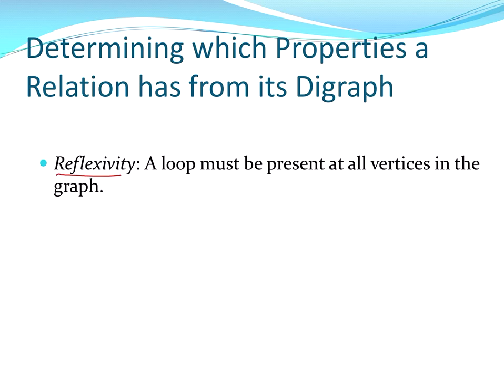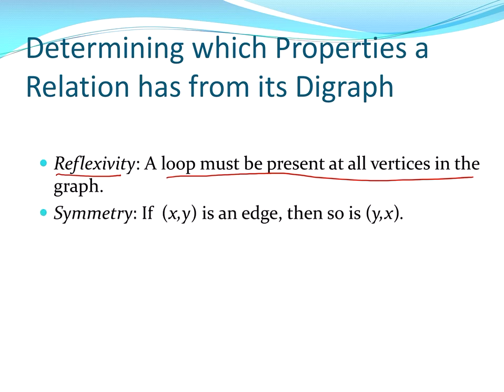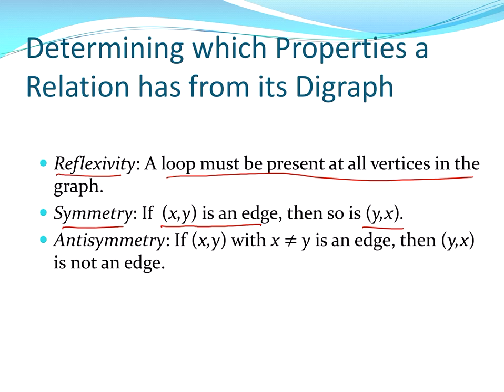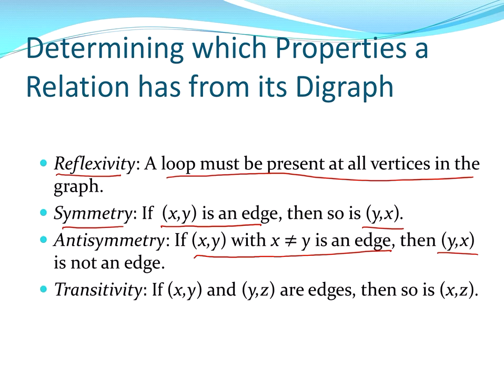If you have a reflexive relation, you must have a loop at all vertices. To have a symmetric relation, if xy is an edge, then yx must also be an edge. In other words, if xy is in the relation, then yx must be in the relation. Antisymmetry: if xy is an edge where they're not equal, then yx cannot be in the relation. Transitivity: if xy is in the relation and yz is in the relation, then xz must be exhibited in the digraph.